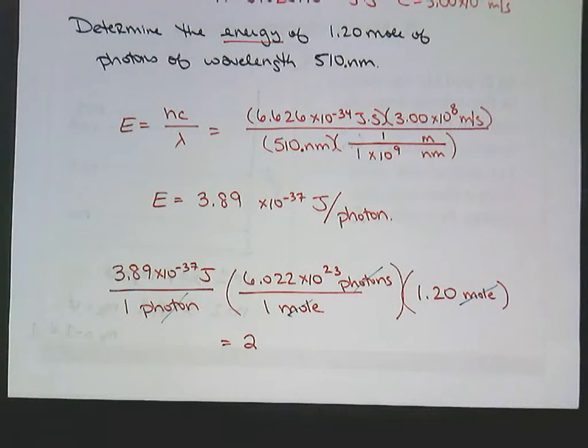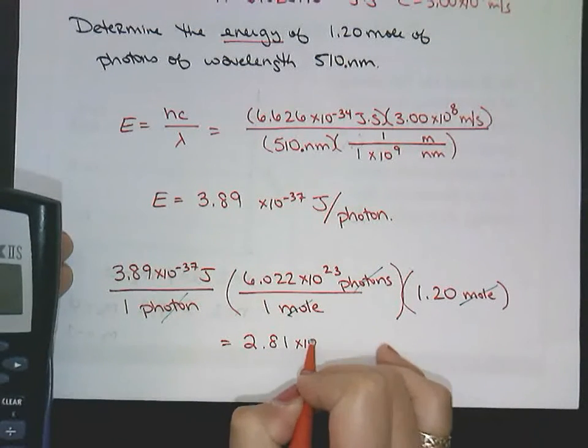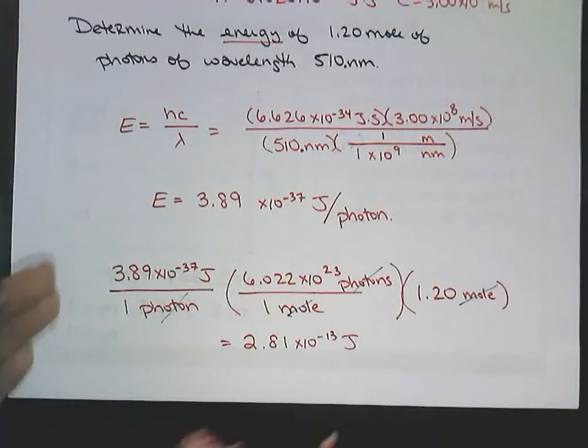Let me check here. 3.89 times 10 to the 37 times 6.022 times 10 to the 23rd times 1.2. Oh, okay, no, that's right. Joules. So that's very much different than 282. Oh, is my answer key a little funky? I don't know how you got 10 to the 37. I think it's 10 to the negative 19. And then, oh, did I go wrong up here?